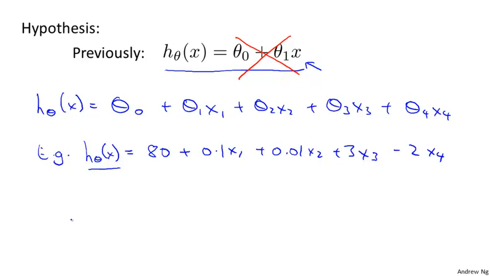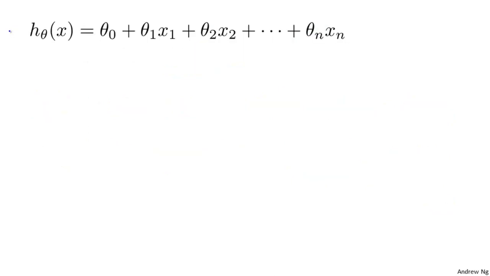This is saying that the base price of a house is maybe 80,000, plus another 0.1. So that's an extra $100 per square foot. Plus the price goes up a little bit for each additional floor that the house has, so x2 was the number of floors. And it goes up further for each additional bedroom the house has, because x3 was the number of bedrooms, and the price goes down a little bit with each additional year of the age of the house.